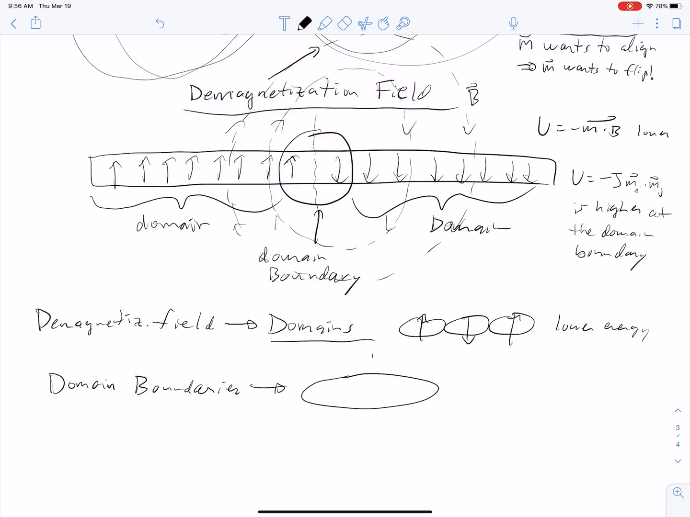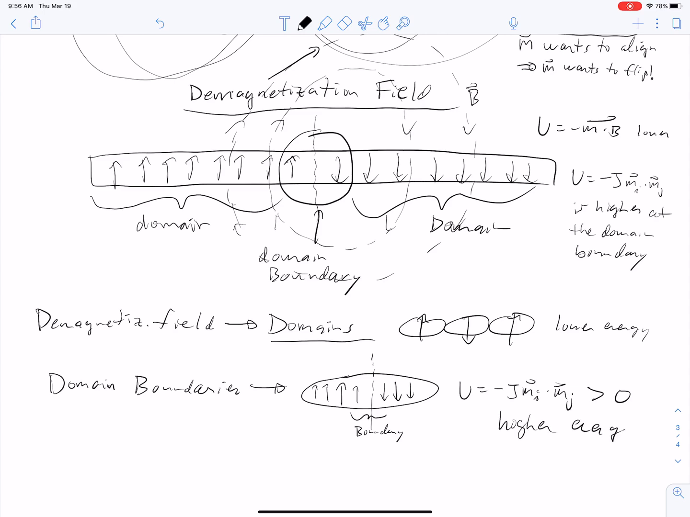So here, I will have this domain up and this domain down, but at the boundary, you see that the nearest neighbors are misaligned. So this is the domain boundary. And at that domain boundary, U equals negative J Mi dot Mj for the nearest neighbors is greater than 0. And so it costs energy, it has higher energy.